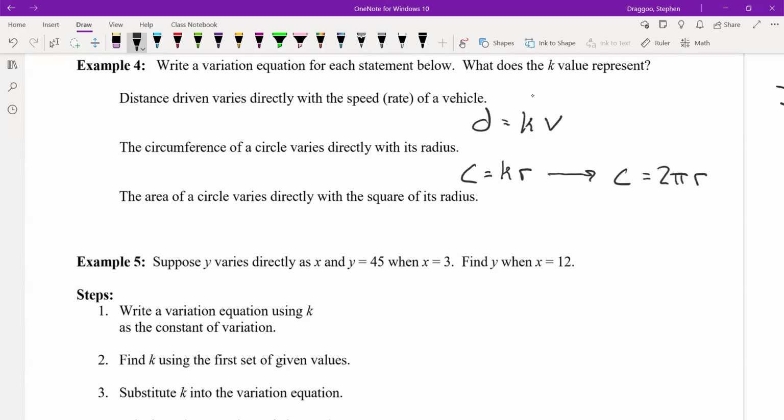And then here's another one I talked about earlier. The area of a circle varies directly with the square of its radius. So A is equal to K times R squared. A and R squared are directly proportional. And again, I know what K is in this one because area is pi R squared.